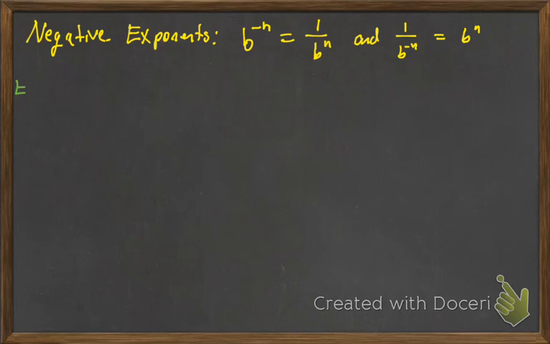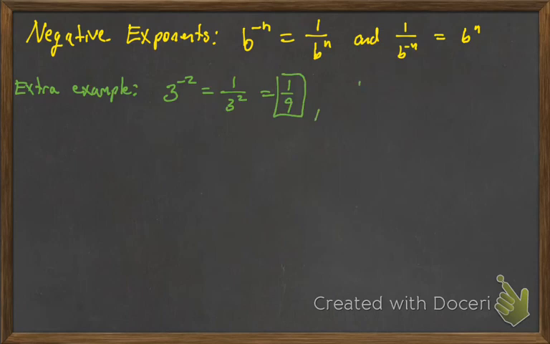Okay, so an extra example of this, I think we're going to do 2 of them. So let's say, for example, I have 3 to the minus 2. That's going to be 1 over 3 to the positive 2, or 1/9. Or what if I have 1 over 5 to the negative 2? That's going to be the same thing as 5 to the positive 2, which is 25. The next thing we're looking at is power of a product.